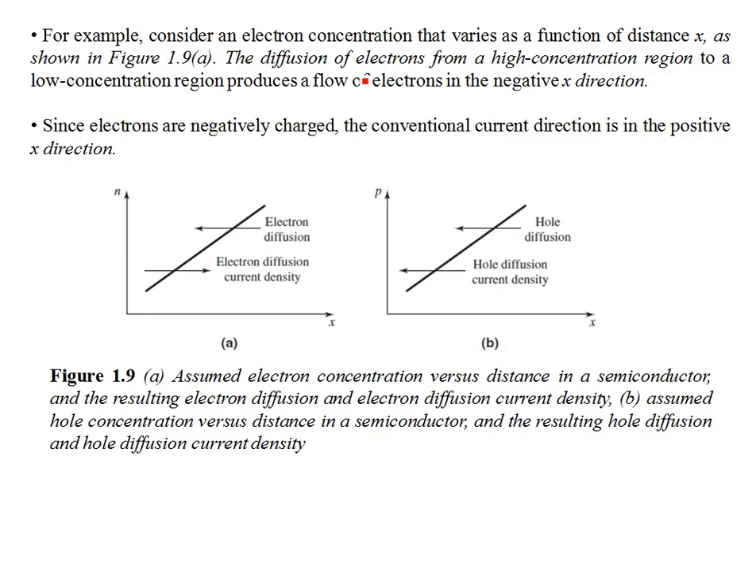Now let's consider this. These figures show the concentration gradients as a function of distance x. Let's say this is for an N-type material having a majority of negatively charged particles, electrons. As you increase the distance x, the concentration is increasing. So this is a high concentration region, and this line is separating high and low concentration regions. So from the high concentration region to the low concentration region, there's an electron diffusion towards the left.